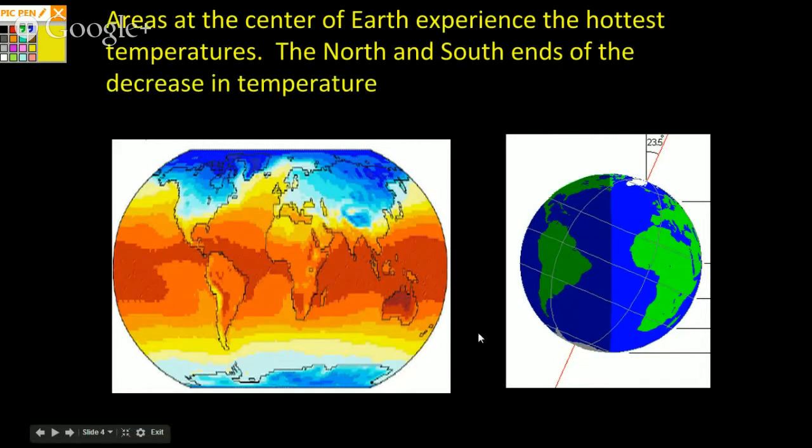So areas at the center of the Earth experience the hottest temperatures. The north and south end of the Earth decrease in temperature. So in this area right here, we experience the hottest temperatures. And as you move further north and further south, the temperatures begin to cool. In the center of the Earth, we experience our warmest temperatures.